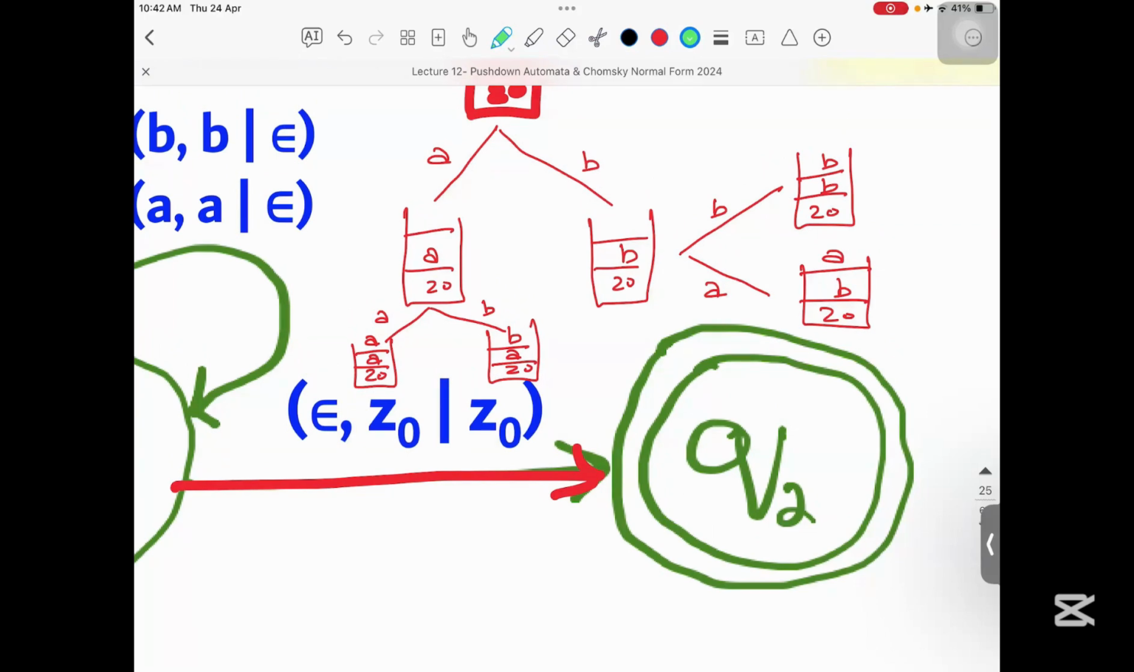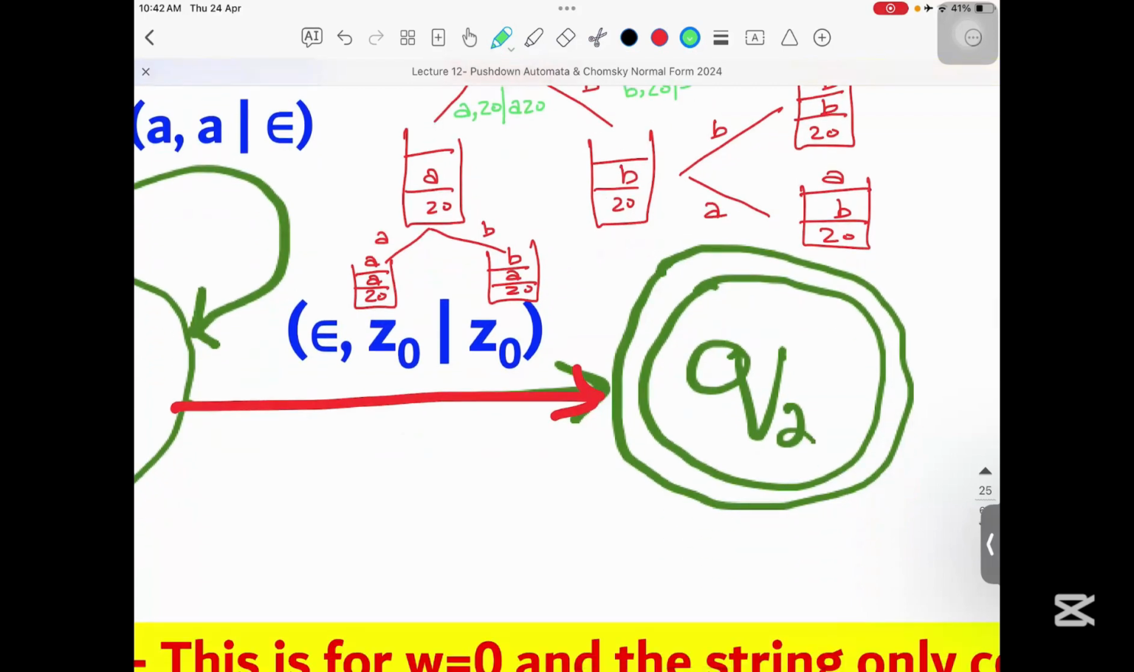In here, the element is A. Inside the stack, you have Z0, so it will be A, Z0. In here, for this one, the input is B. Inside the stack, it is Z0, so it will be B, Z0. Now for this one, the input is A, inside the stack it is A. Okay, so it will be AA.